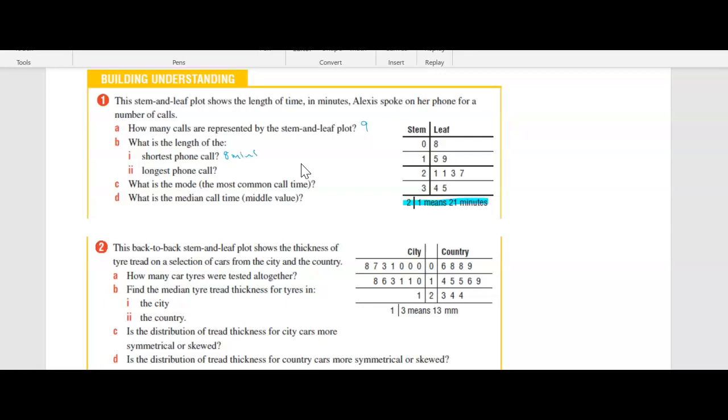The longest phone call is 35 minutes. What is the mode? The most common call time, so I can see that is 21, which occurs twice. What is the median? We need to find the middle value. Because we've got 9, we're going to count to 4: 1, 2, 3, 4, and the fifth value is going to be our median. If you want to check, count the numbers either side. We've got 21, 19, 15, and 8, and then 35, 34, 27, and 23. So 4 numbers either side of 21. The median is 21.